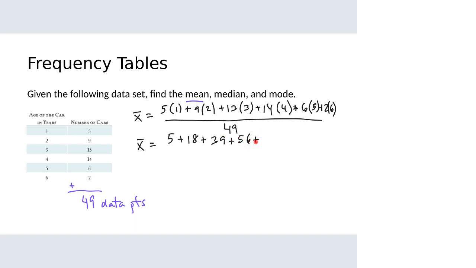56. 6 times 5 is 30. And 2 times 6 is 12. All added up and divided by 49.